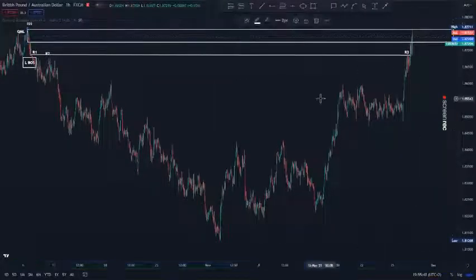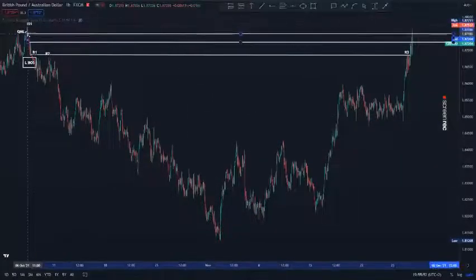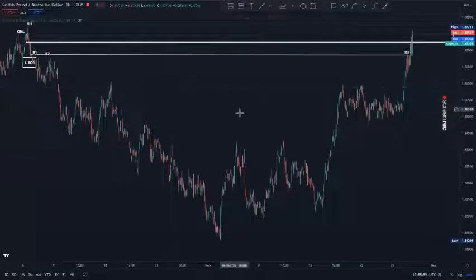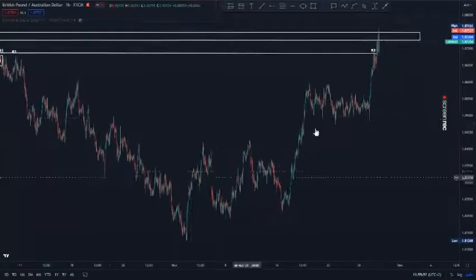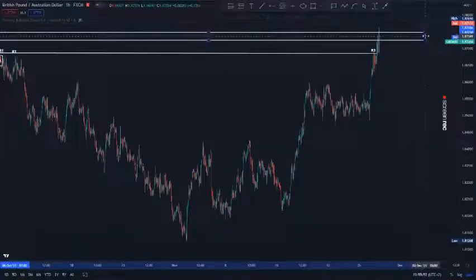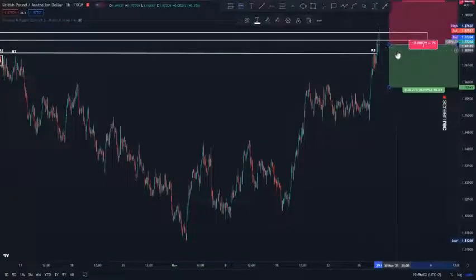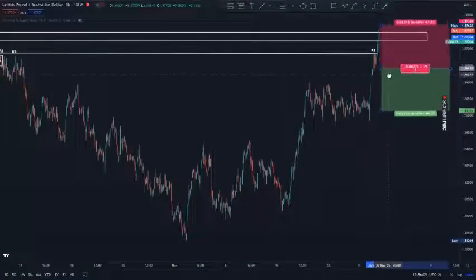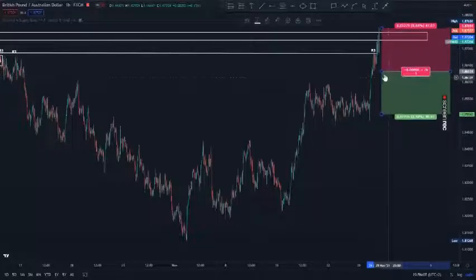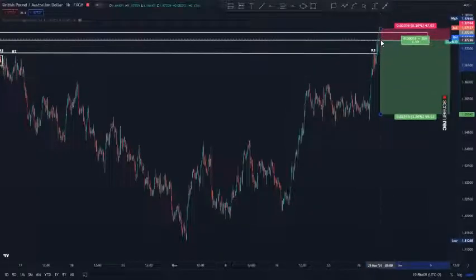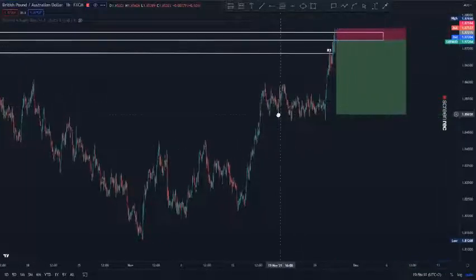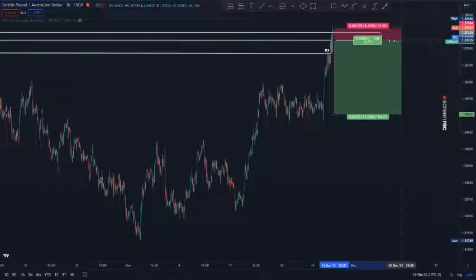But this is what happened. I got taken out. Probably my stop loss was really tight. Of course, I should have moved my stop loss a little bit higher, but it happens. My stop loss was too close, hence I was taken out. Okay, lesson learned there, guys.